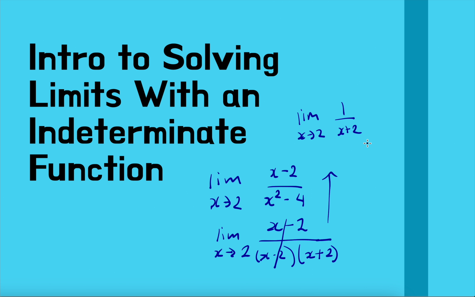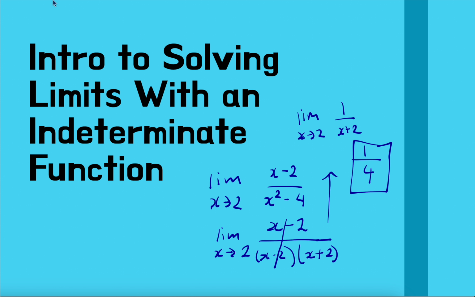And again, all we do to solve a limit is plug in the value. So we get 1 over 2 plus 2, which is 4. So our final answer is 1 over 4. And so that's what solving limits with an indeterminate function looks like. You get a value in the form of 0 over 0, which is the indeterminate form, and you manipulate the function so you get a real number.